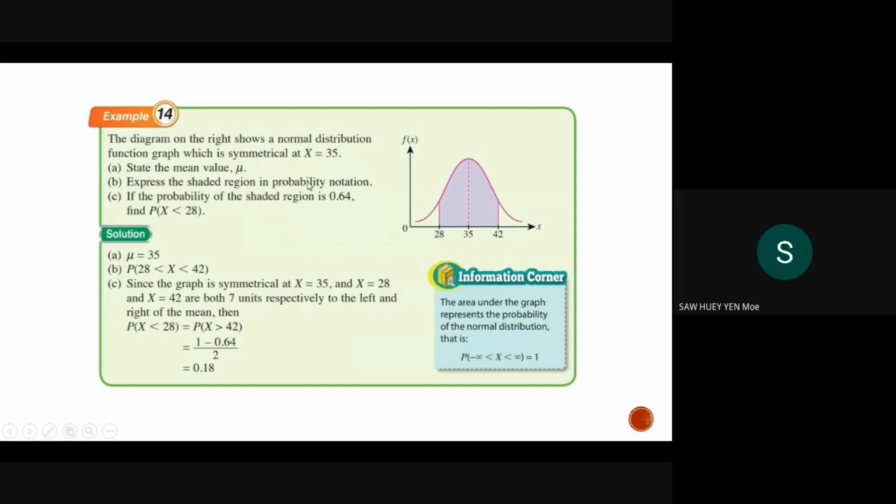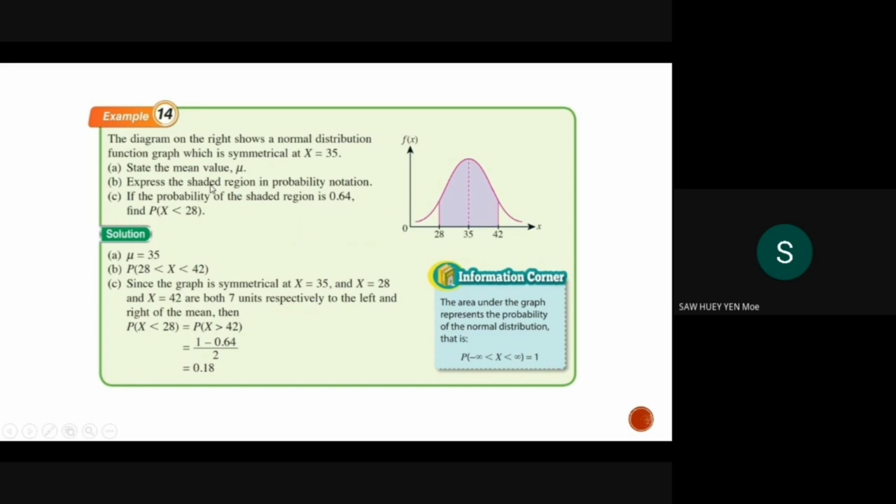So now let us do some exercise. The diagram on the right shows a normal distribution function graph which is symmetrical at x equal to 35. Question A. State the mean value. From the previous slide, we know that the axis of symmetry at x is also the mean value. So the mean value is equal to 35.